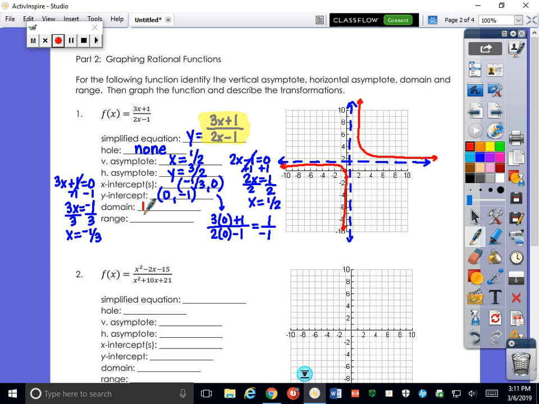So now my domain and range. Remember, your domain and range are all the reals, but we have to leave off where our asymptote is. So x cannot equal, make sure you put a slash, what our vertical asymptote is, which is 1/2. And for our range, y cannot equal whatever our horizontal asymptote is, which is 3/2.